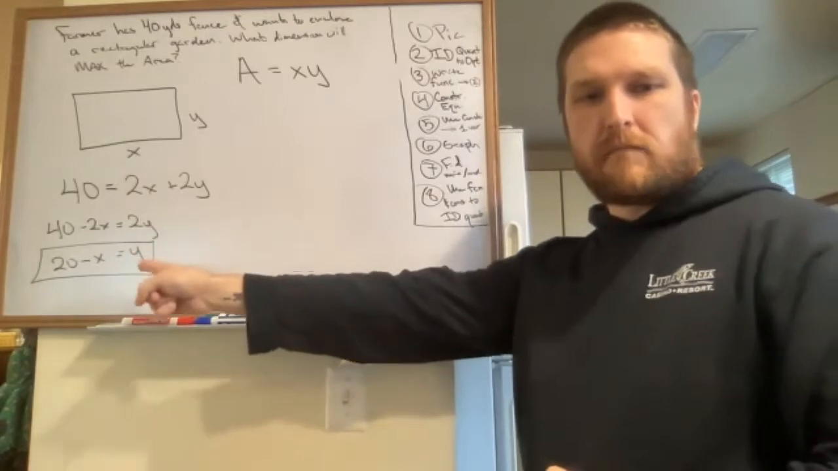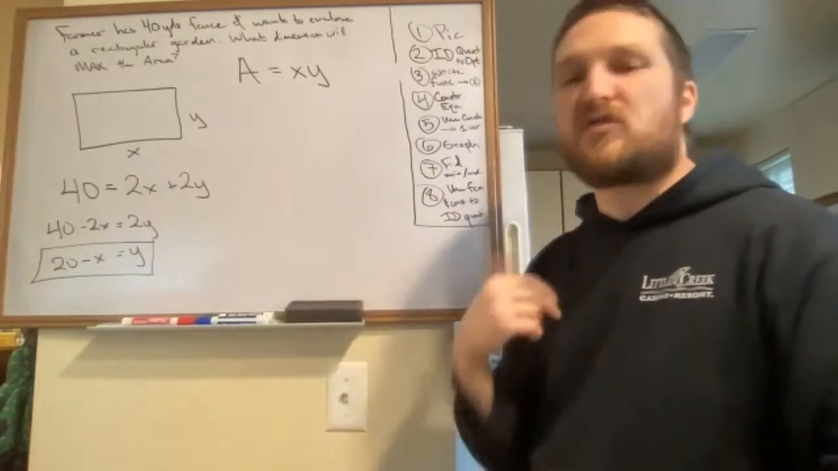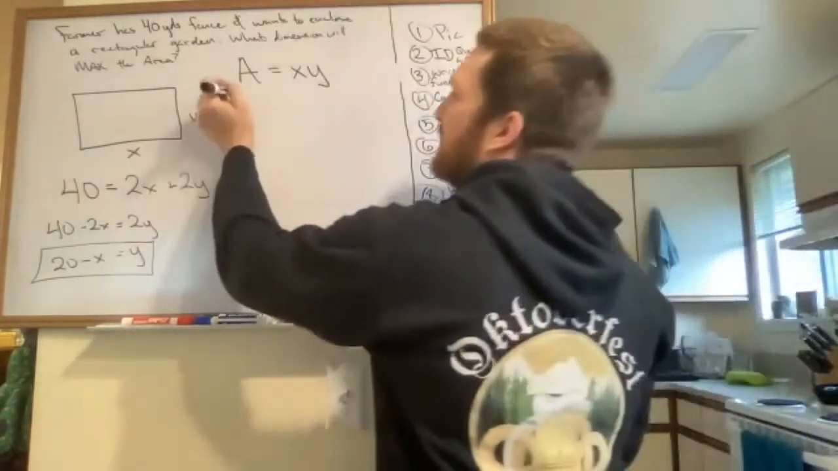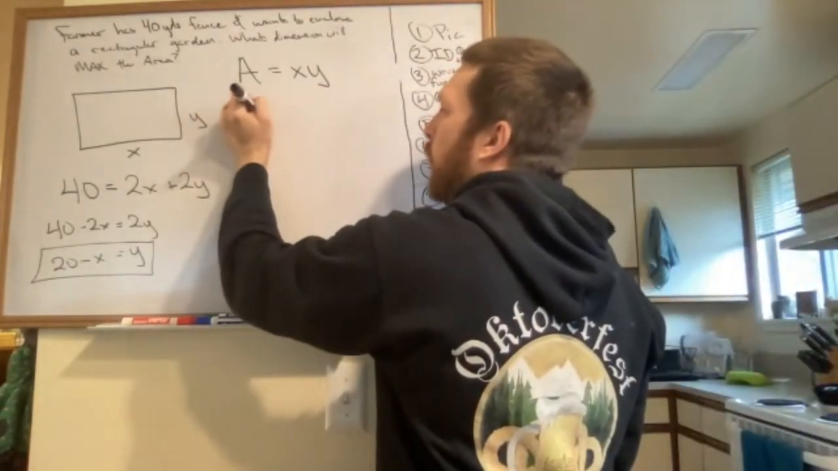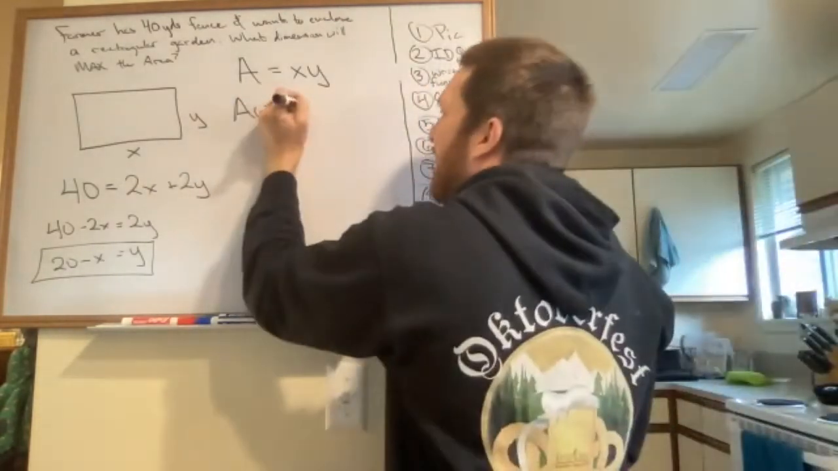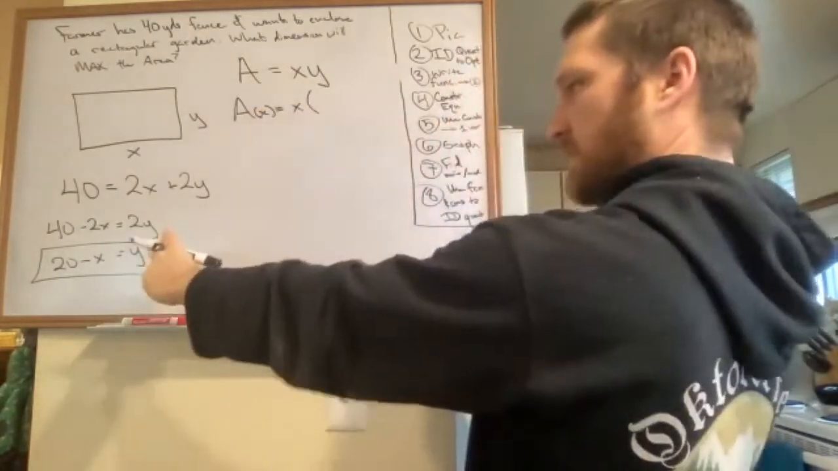Did you get that? Uh-huh. Okay, so let's use that to turn our function of 2 variables into a function of 1 variable. So x times y is the same thing as x times 20 minus x.